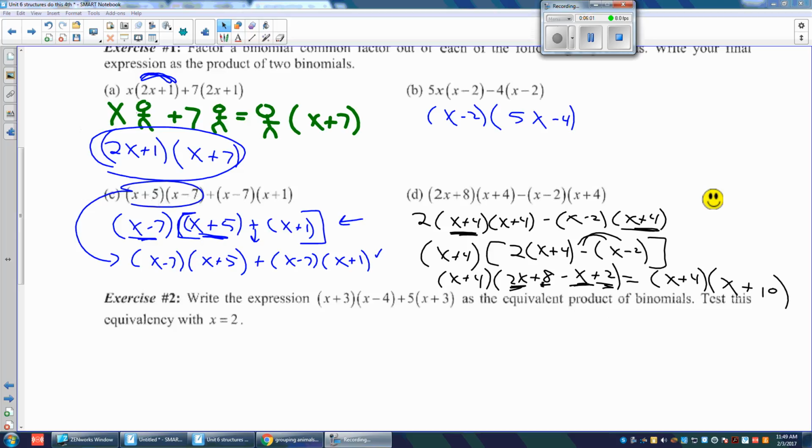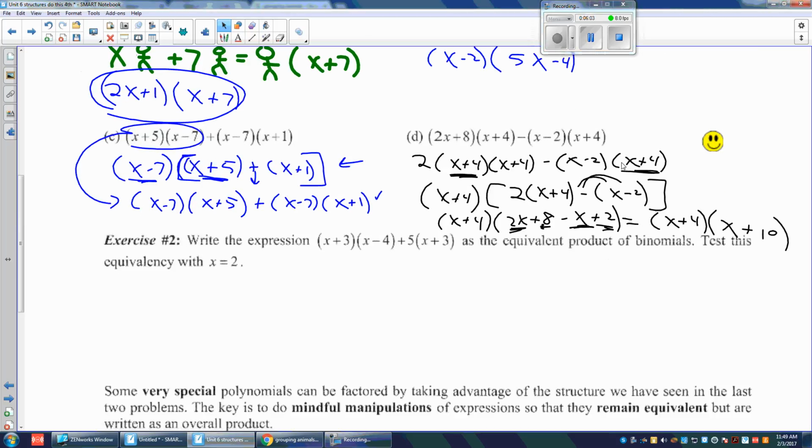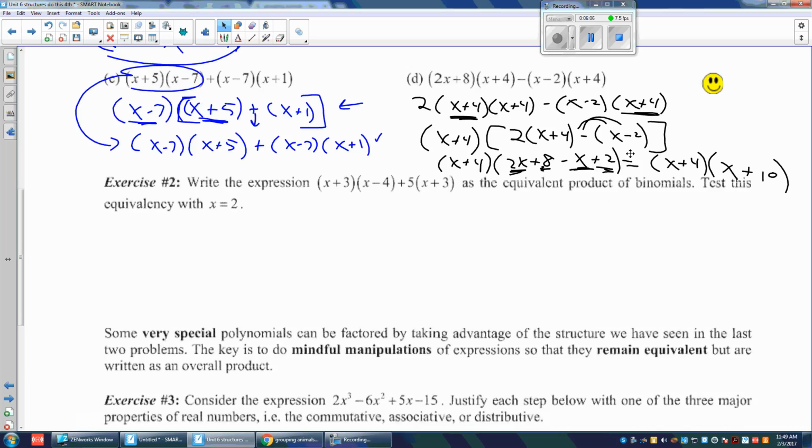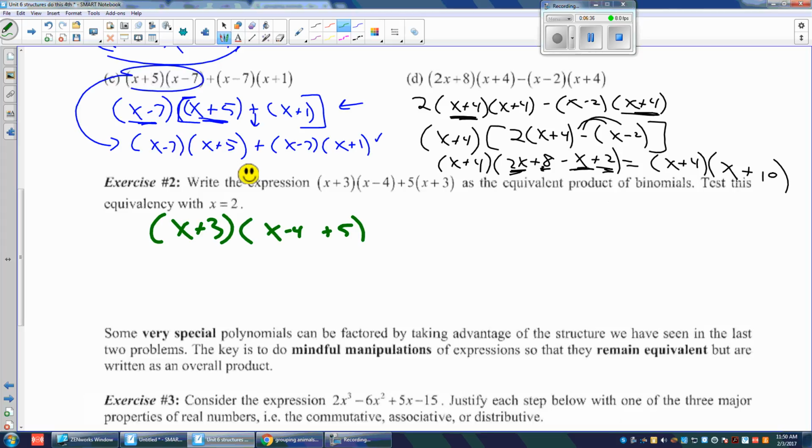Okay, now rewrite the expression (x plus 3)(x minus 4) plus 5(x plus 3) as an equivalent product of binomials. Test this when x equals 2. So do we have a common factor? We have something that goes into both of them. That's x plus 3. And we're left with an x minus 4, and we're left with a plus 5.